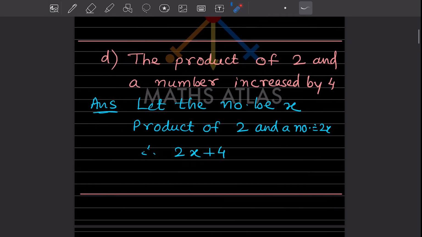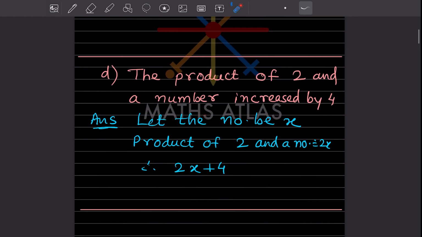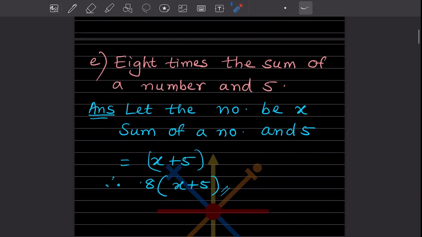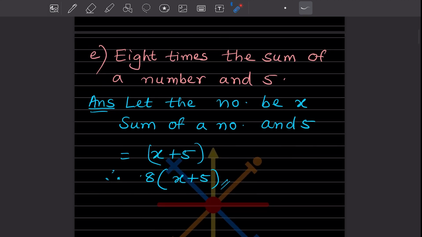So the next one says that the product of 2 and a number increased by 4. Product means multiplication. So we are going to consider the number as x. Product of 2 and a number. Okay, so 2 and a number product means multiply. So 2 into x, in this one, you are going to multiply by 2. Increase by 4. Whenever there is the word increase, increase by 4 means this number is increased by 4, means plus 4.